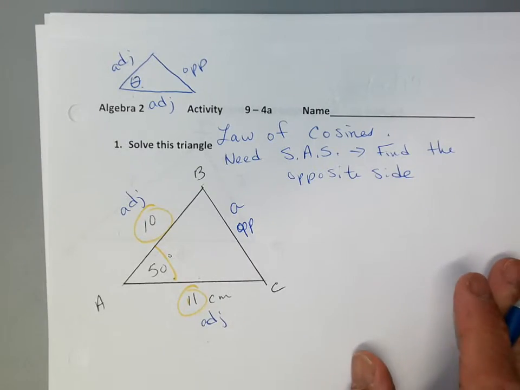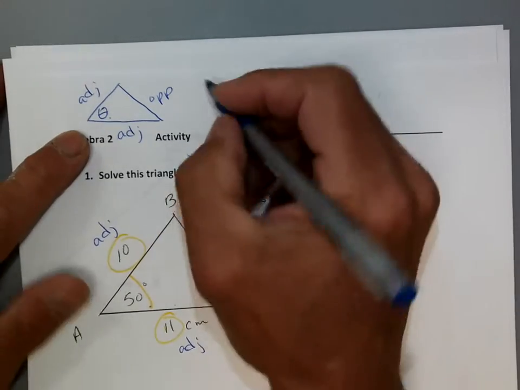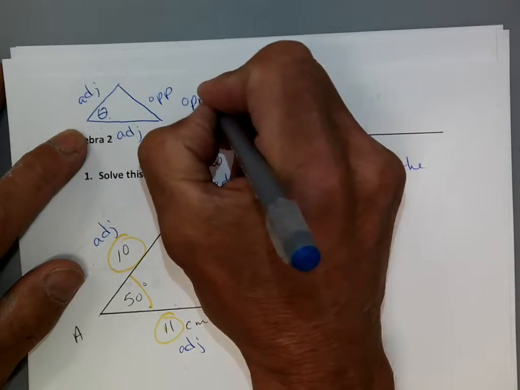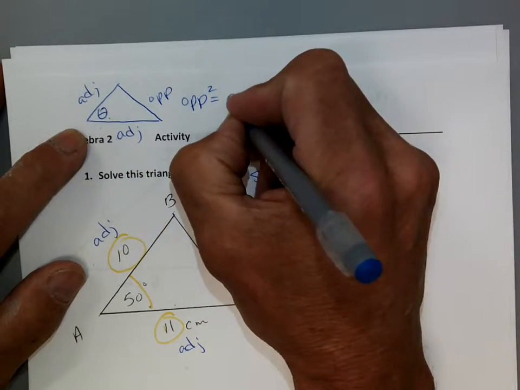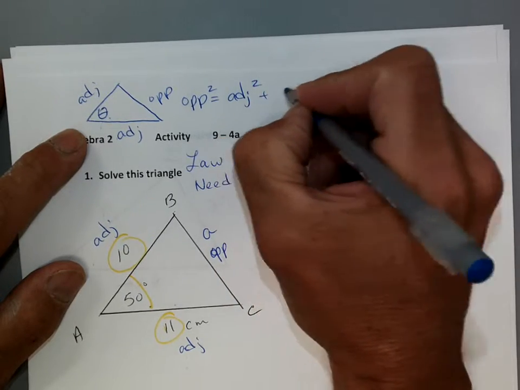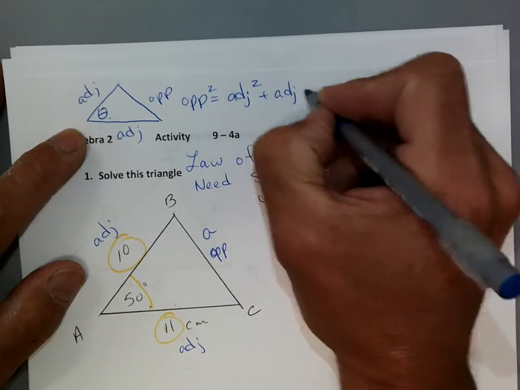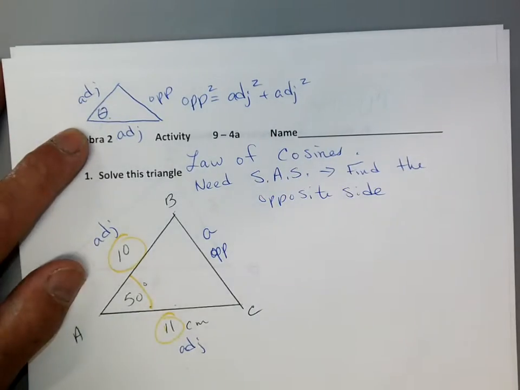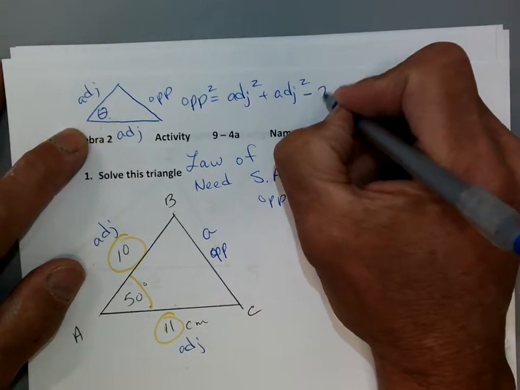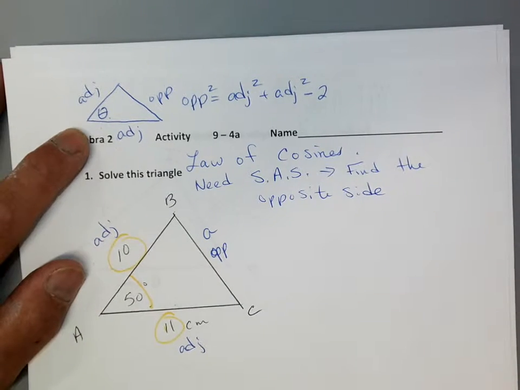So the formula is this. Opposite squared equals adjacent squared plus adjacent squared. Adjacent 1, adjacent 2. Oh, so it's like Pythagoras theorem? Yeah, a little bit, yeah. Minus 2, and 2 is part of the formula, okay?